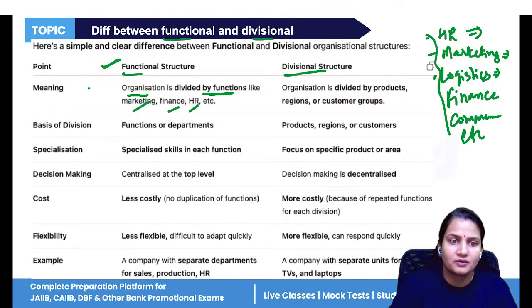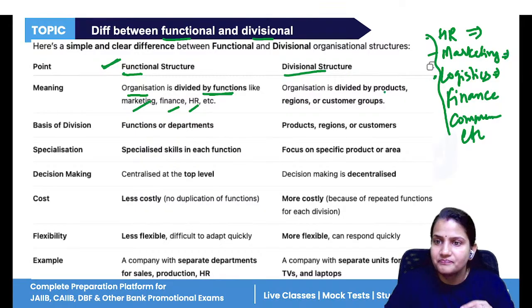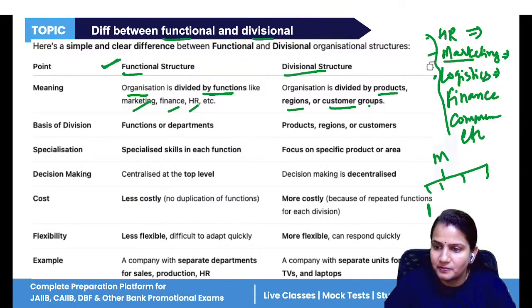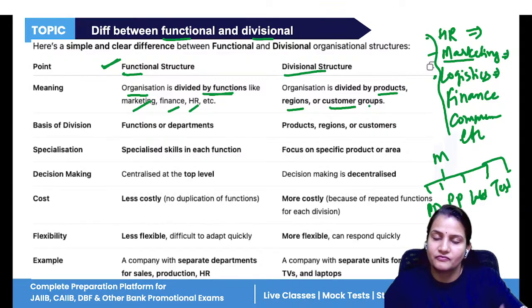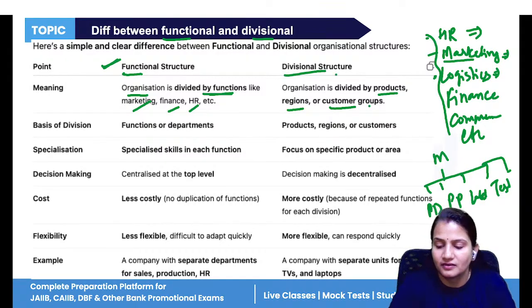It is a general, but it is more specific. Here, the organization is divided on the basis of product, on the basis of regions, on the basis of customer group. Like in the marketing department, you have different departments: product planning department, labeling department, then testing department, then commercialization. So here we are dividing it into more specific groups.